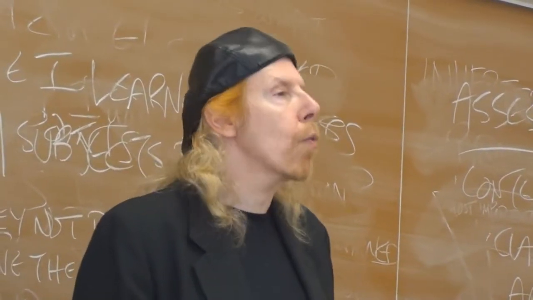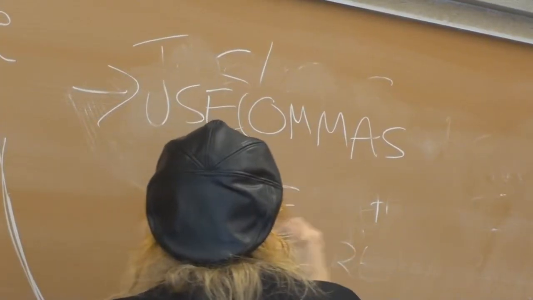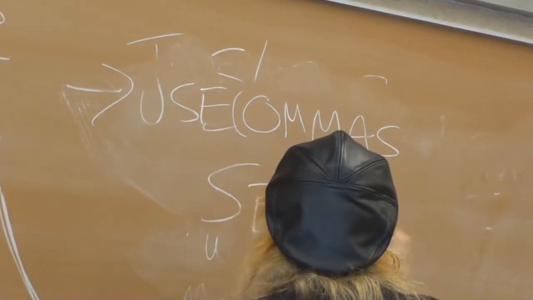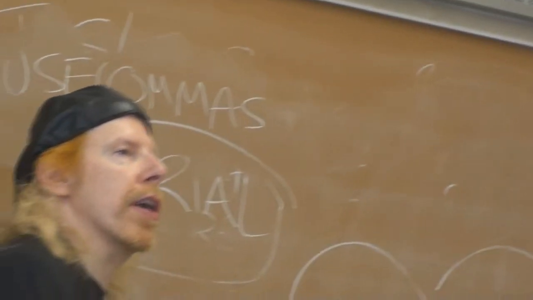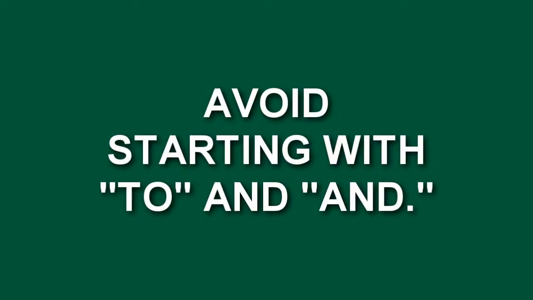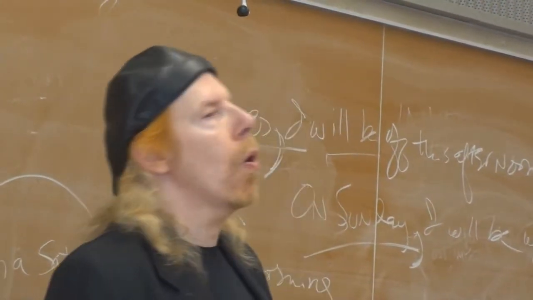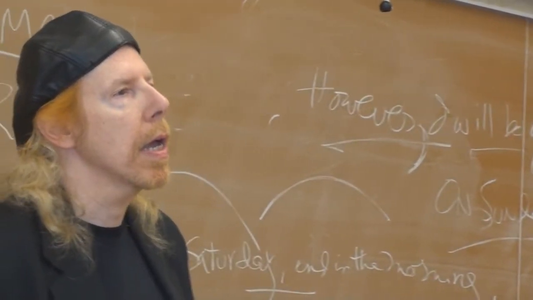Consistent errors that writers make. The first thing is to use commas, serial, S-E-R-I-A-L. Another place to use commas is after an introductory phrase. It is not a good idea to start your sentences with the word to, T-O, or the word and, A-N-D.